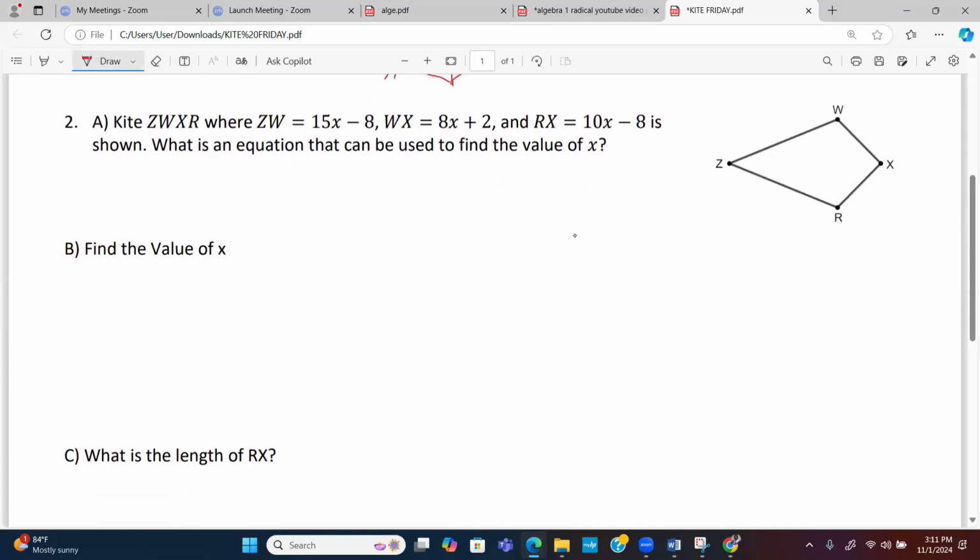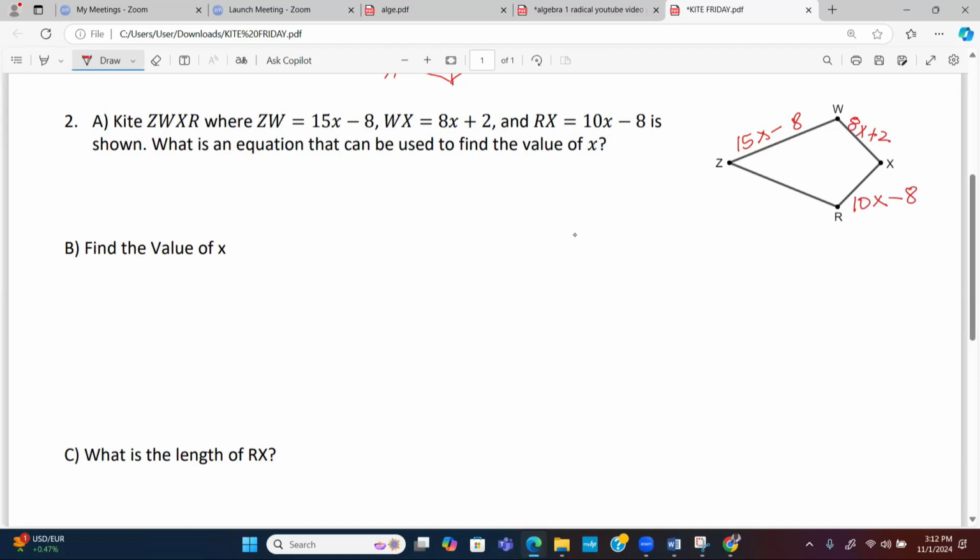Now the second question says a kite ZWXR, where ZW is 15x minus 8. So let's put that on, 15x minus 8. We got WX to be 8x plus 2. So this side here is 8x plus 2. And we got RX to be 10x minus 8. So this side is 10x minus 8.